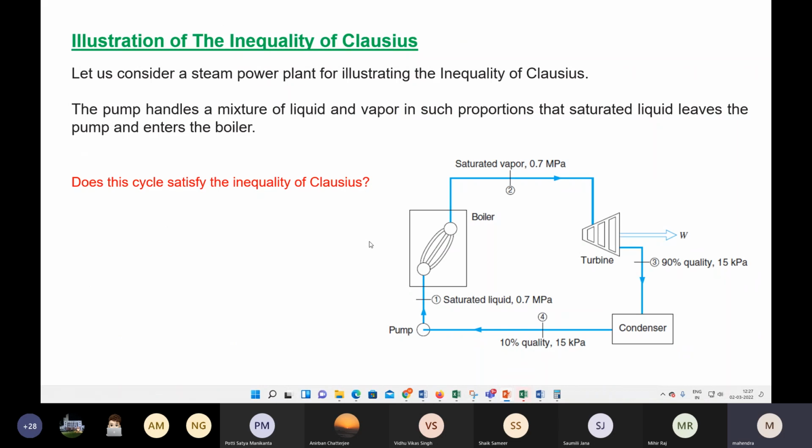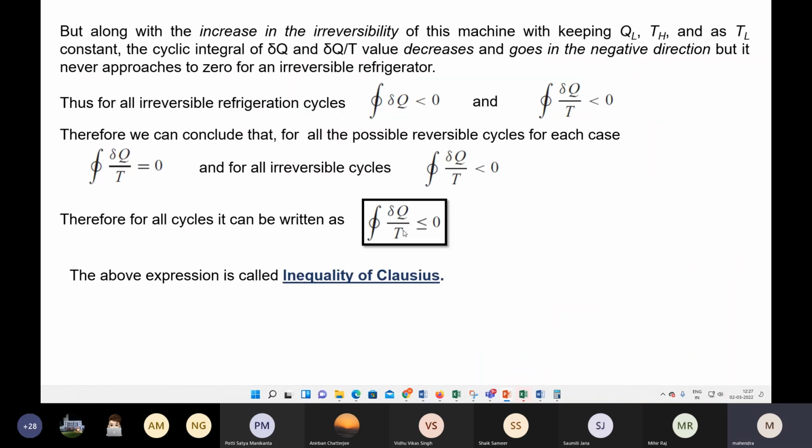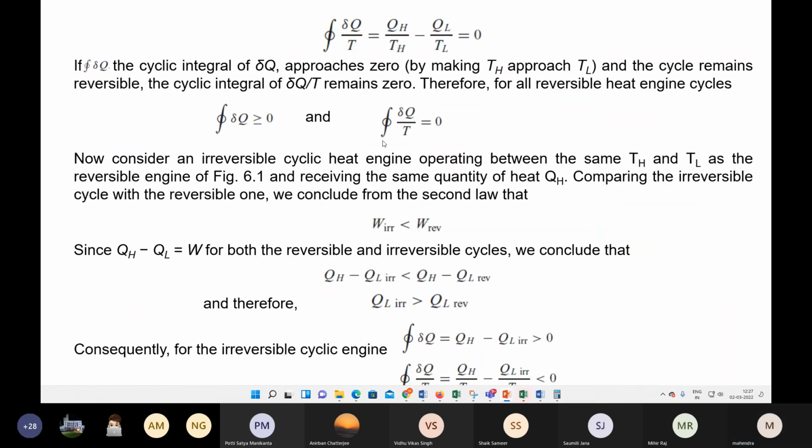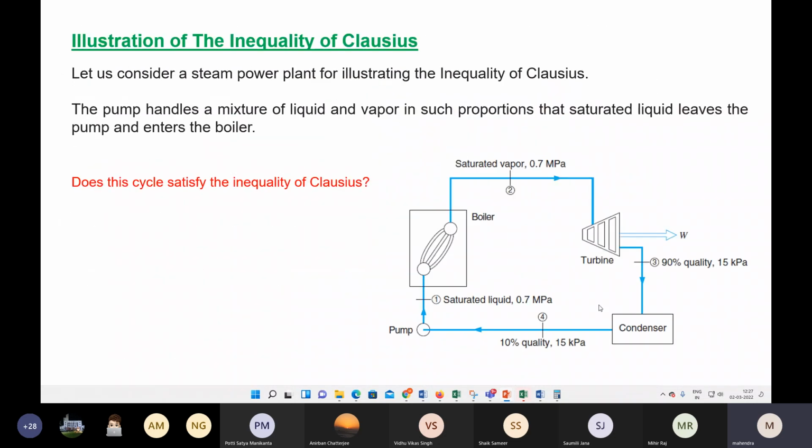Now let us see what we have seen over here. If it is a reversible engine, the cyclic integral of dQ by T equals 0. If it is an irreversible engine, dQ by T should be less than 0. You should get a negative value. So here one small problem is required to be solved to identify that. That is the thing we are considering over here.